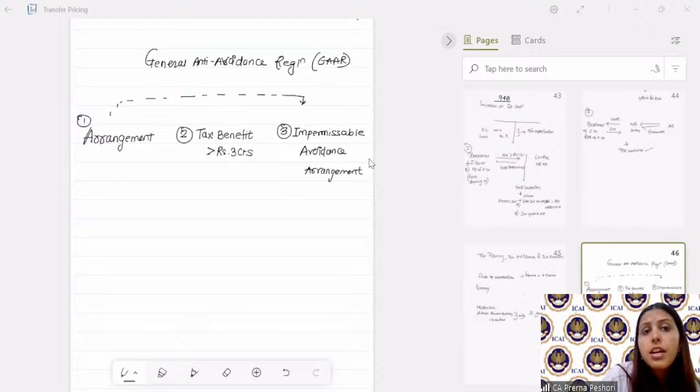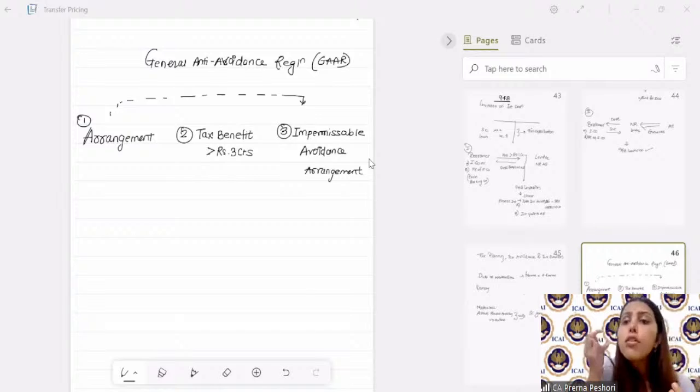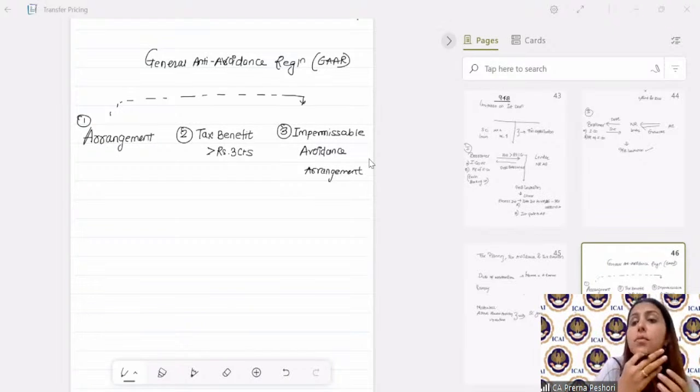Now, what is an arrangement? Arrangement is defined under section 102. It says that any step or a part of or a whole of any transaction, operation, scheme, agreement or understanding. So even a part of the transaction, any step or even the part of a transaction, that also can be an arrangement. Even if the entire transaction is not towards tax avoidance, but if a part of the transaction is, then that also is covered under the definition of arrangement. Is that clear?